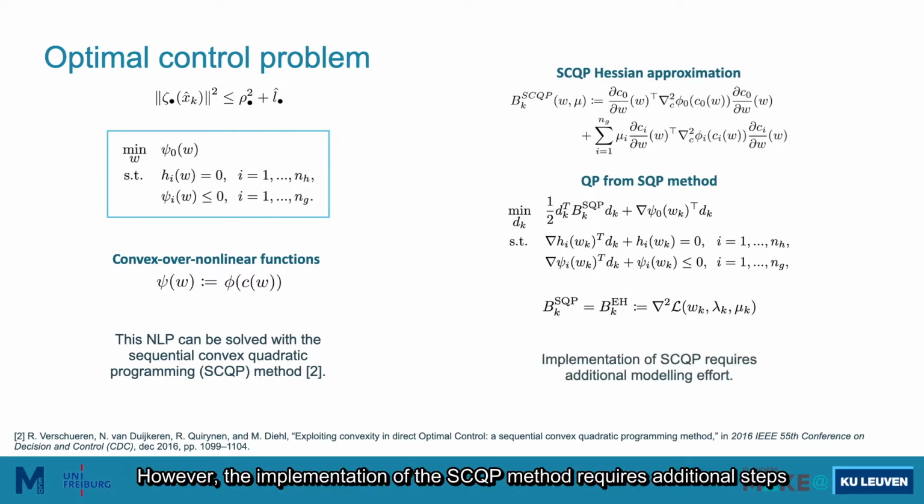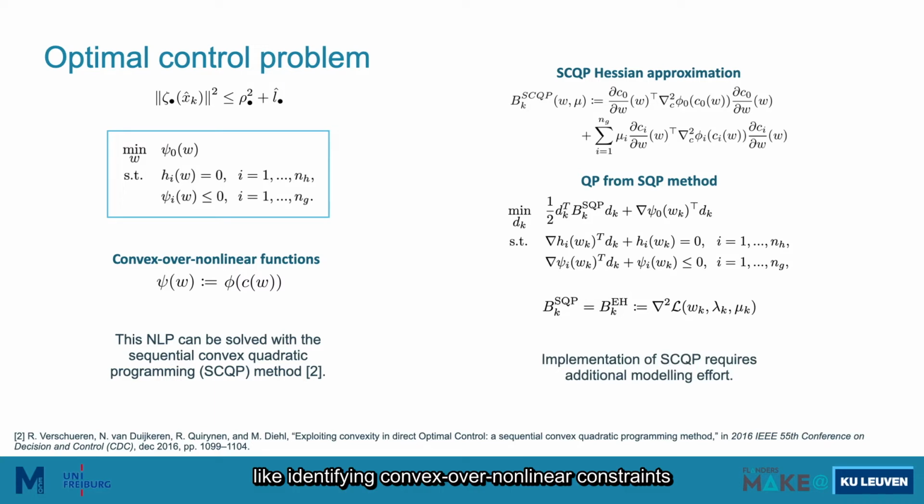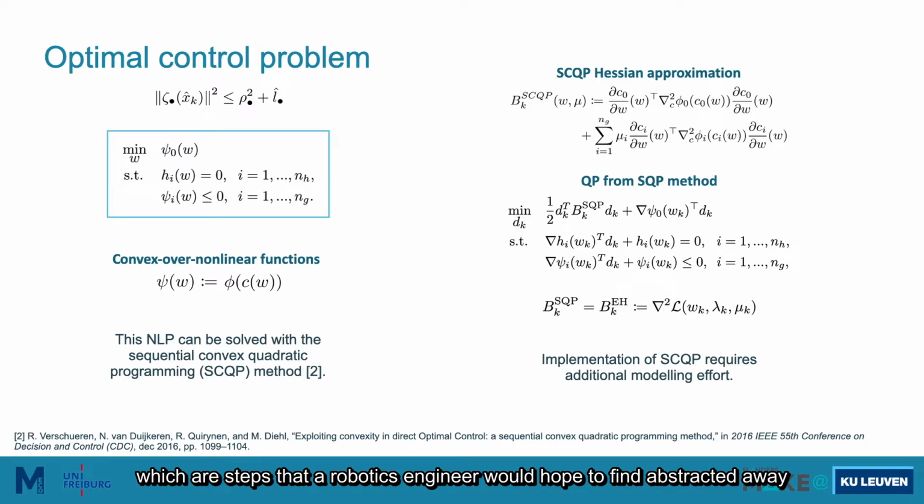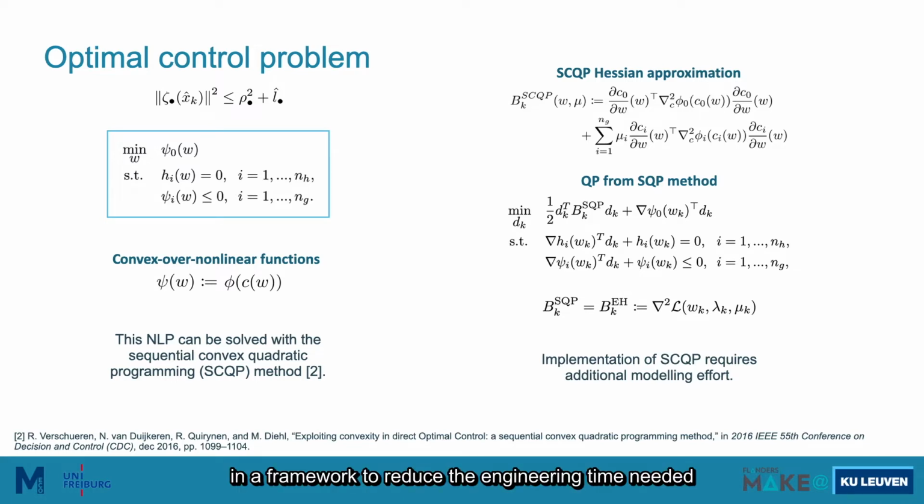However, the implementation of the SCQP method requires additional steps like identifying convex-over-nonlinear constraints and constructing the Hessian approximation, which are steps that a robotics engineer will hope to find abstracted away in a framework to reduce the engineering time needed to prepare and solve this optimal control problem.